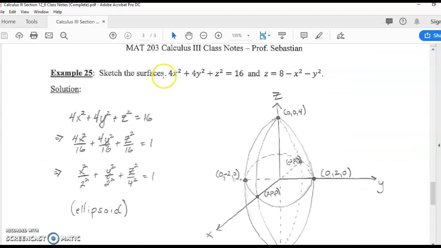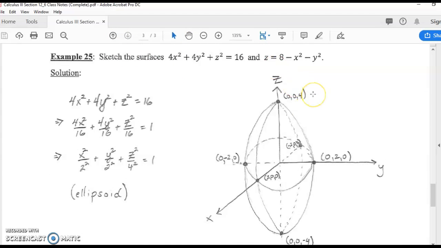Okay, all right, so for example, I would expect you to be able to draw things like this. Let's say I asked you to sketch the surfaces 4x squared plus 4y squared plus z squared equals 16. If that had been a 4z squared, then we would have a sphere. But we don't, so we have what is called an ellipsoid.